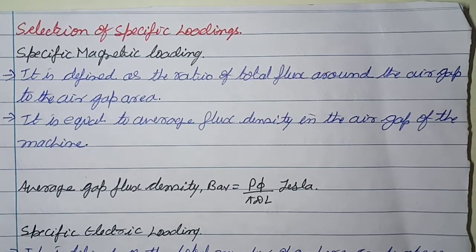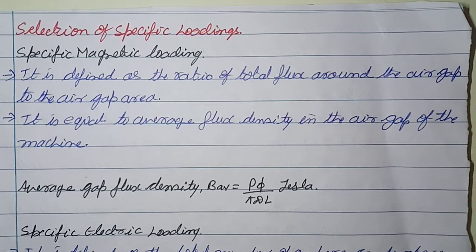The next part that we have in this is selection of specific loading. Since we know that the output equation involves the specific loading, that is both specific magnetic loading and specific electrical loading, we should know about those, right? So specific magnetic loading is defined as the ratio of total flux around the air gap to the air gap area.